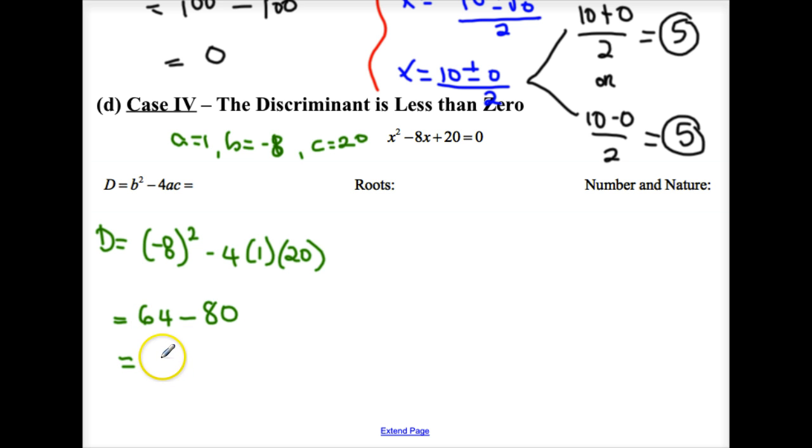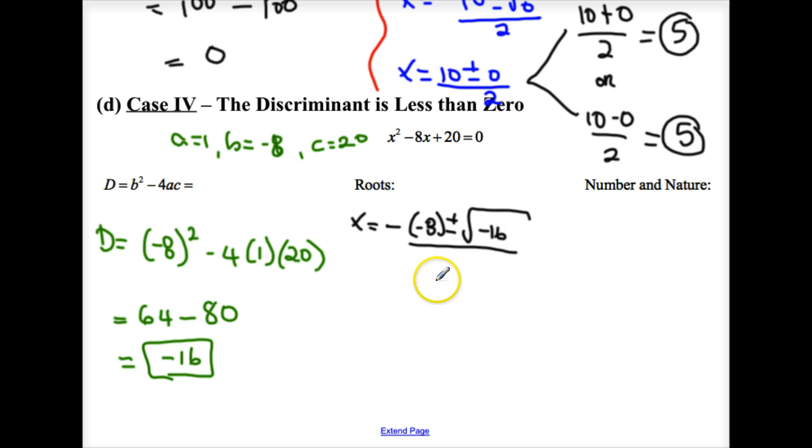64 take away 80 is negative 16. So my discriminant is negative 16. Now if I was to go ahead and do the roots, what would I do? So my roots: x is equal to minus b plus or minus the square root of negative 16 over 2 times 1. If you were to work this out, I'm going to get positive 8 plus or minus the square root of negative 16 over 2.